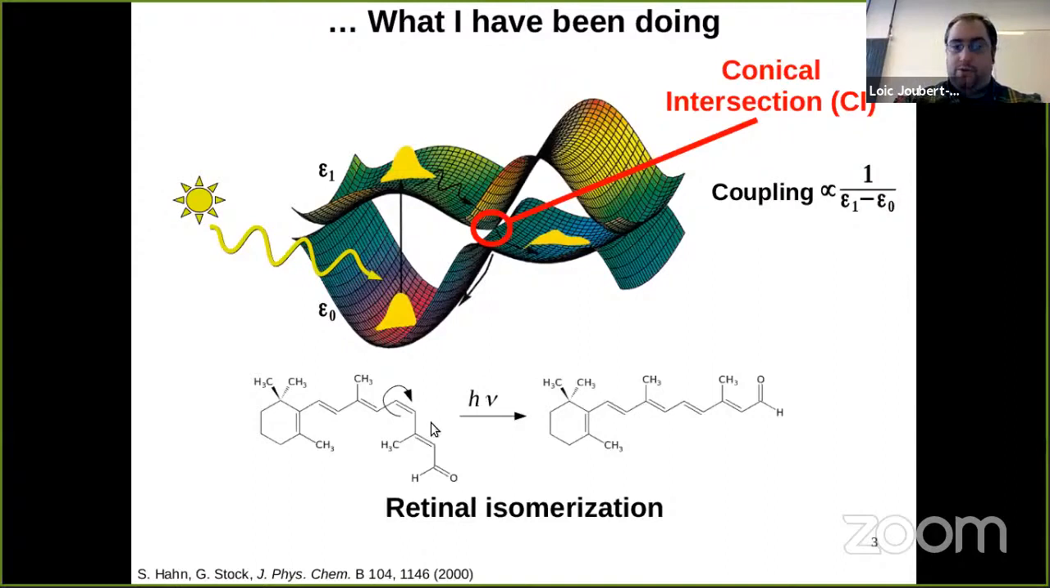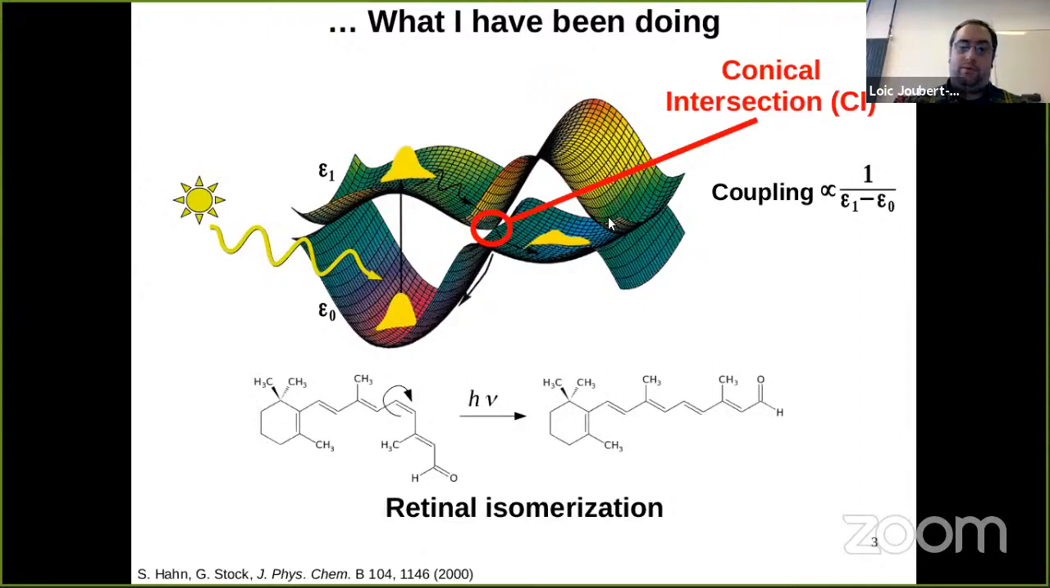And the process is happening as follows. First, there is excitation, for example, from sunlight. And then the system will evolve on the excited state and reach a geometry that is called conical intersection, where the two electronic states have the same energy. And since the coupling between the electronic states is inversely proportional to the energy difference, then the coupling tends to infinity at conical intersections. And when the wave packet reaches this region, it can de-excite to the ground state without emitting a photon, and then continue and evolve towards the product.